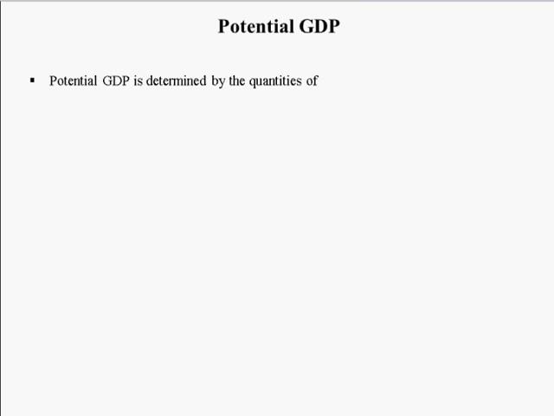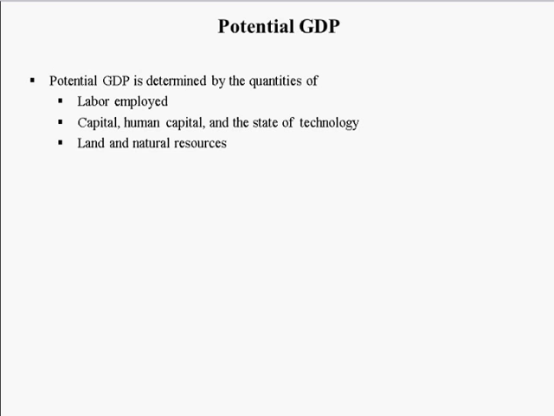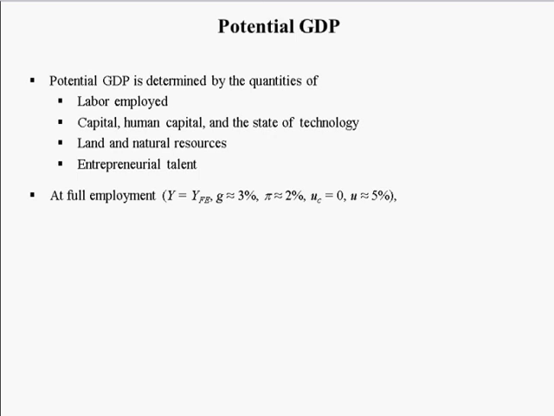Okay, potential GDP is determined by the quantities of labor employed, capital, human capital, and the state of technology, land and natural resources, entrepreneurial talent, and at full employment. Remember, when real GDP equals full employment output, that's what happens when we're at full employment. The growth rate is probably around 3 or 4, hopefully, if we're nice and stable. Inflation rate, hopefully, is right around 2% if everything's stable. Cyclical unemployment is 0, and the unemployment rate is 5%.